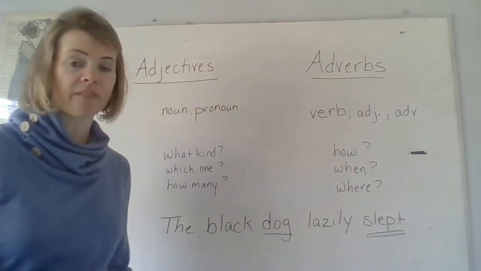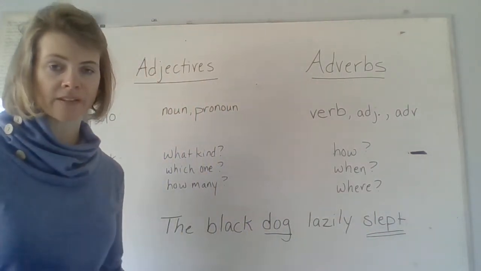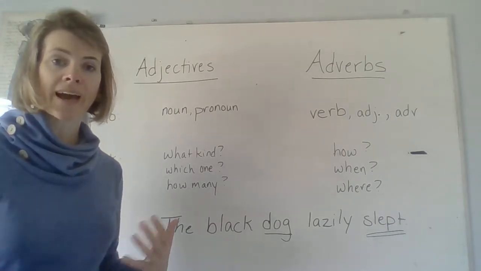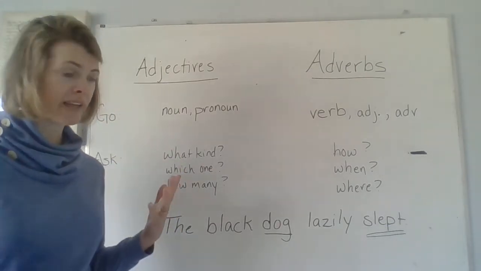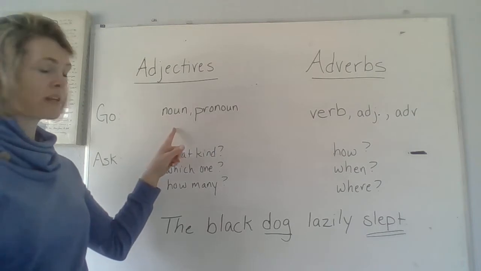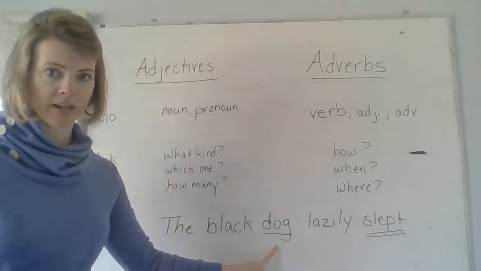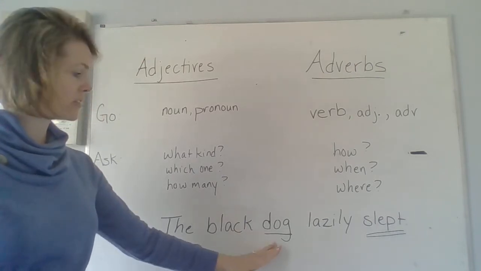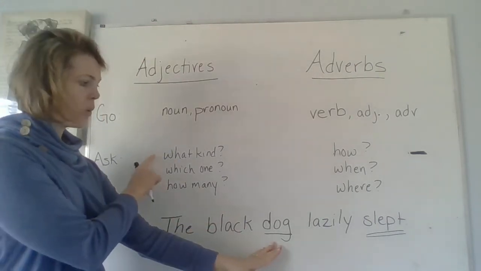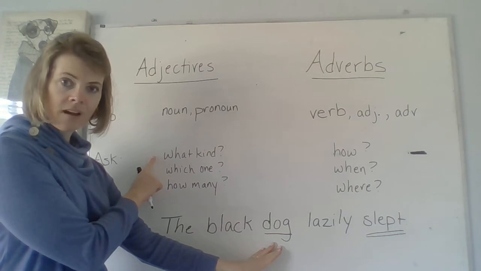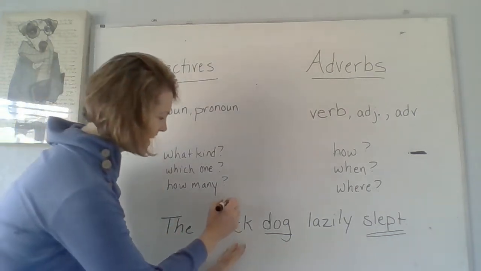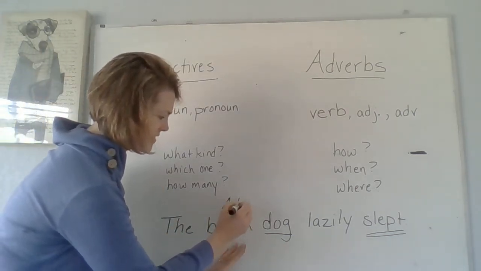Now you guys have been doing that for a long time, so I know you know how to find the subject and verb. This week we added in adjectives. So to find an adjective, we go to the noun or the pronoun. So in this case, our noun is our subject, dog. And when we find our dog, we ask these questions. What kind of dog? You already found it. It's a black dog. That's an adjective.